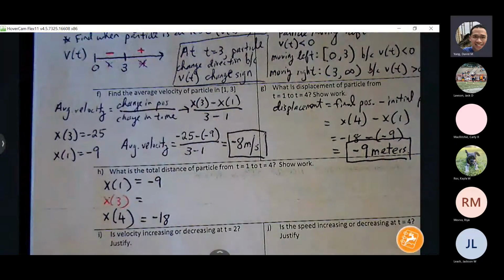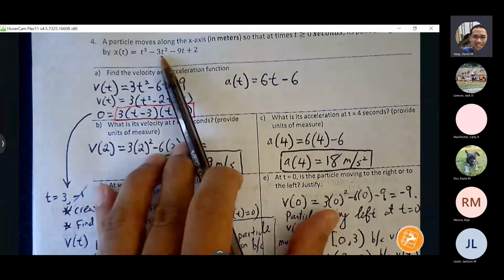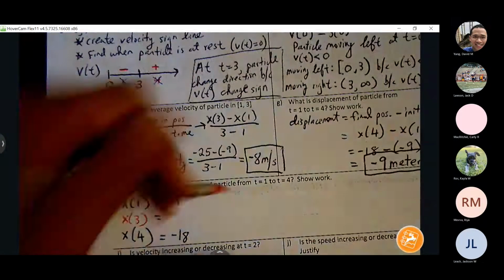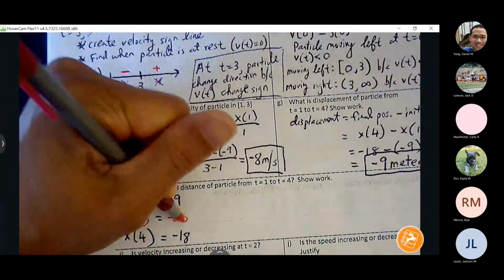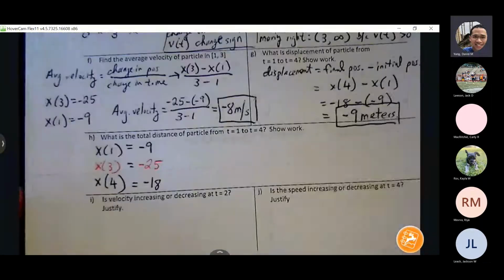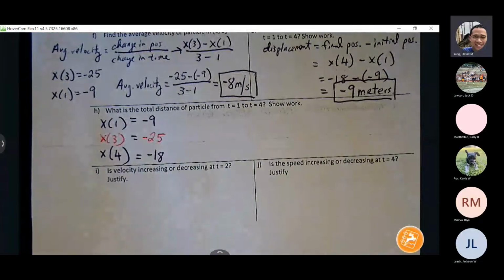So we have to do the additional step of finding his location at 3. So insert 3 into the position function: 3 cubed minus 3 times 3 squared minus 9 times 3 plus 2. And all that gives us -25. So how do we use these numbers to get to our total distance?